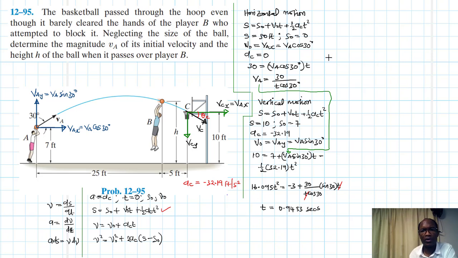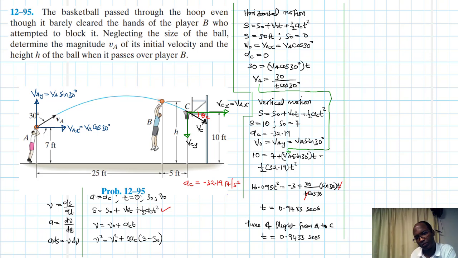Okay, so I'll say time of flight from A to C, T is equal to 0.9433 seconds. Of course, that is not the question, but I just wanted to show that as well.